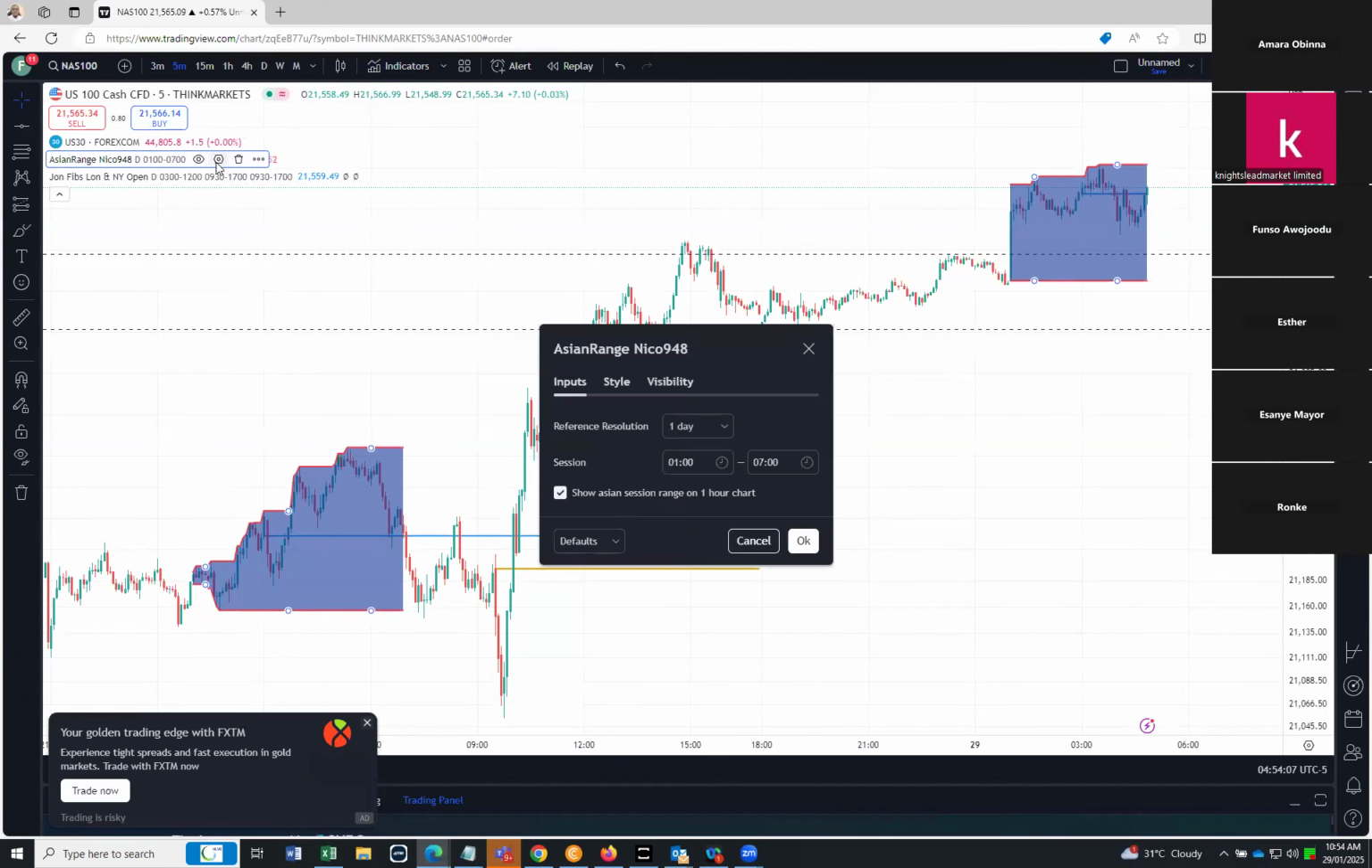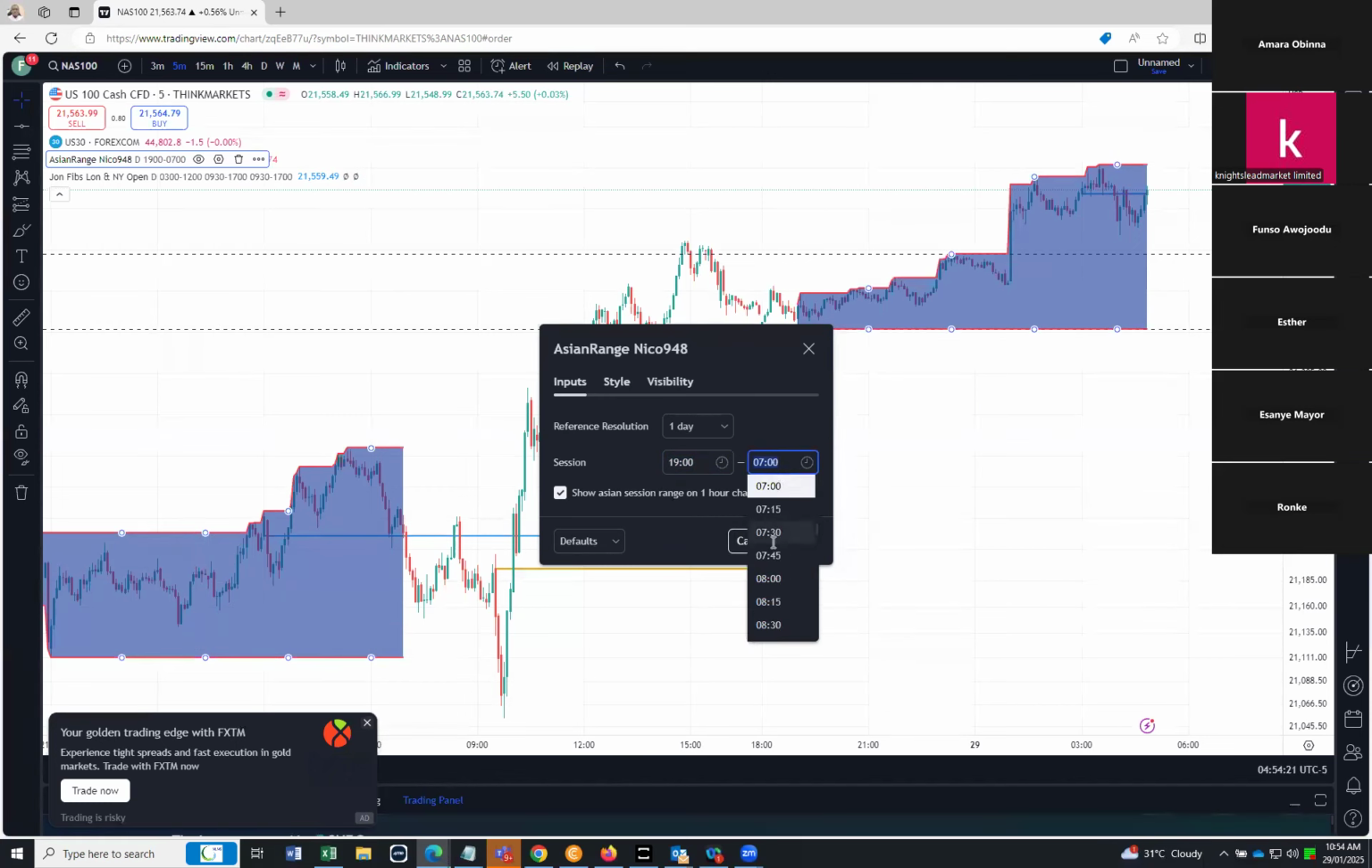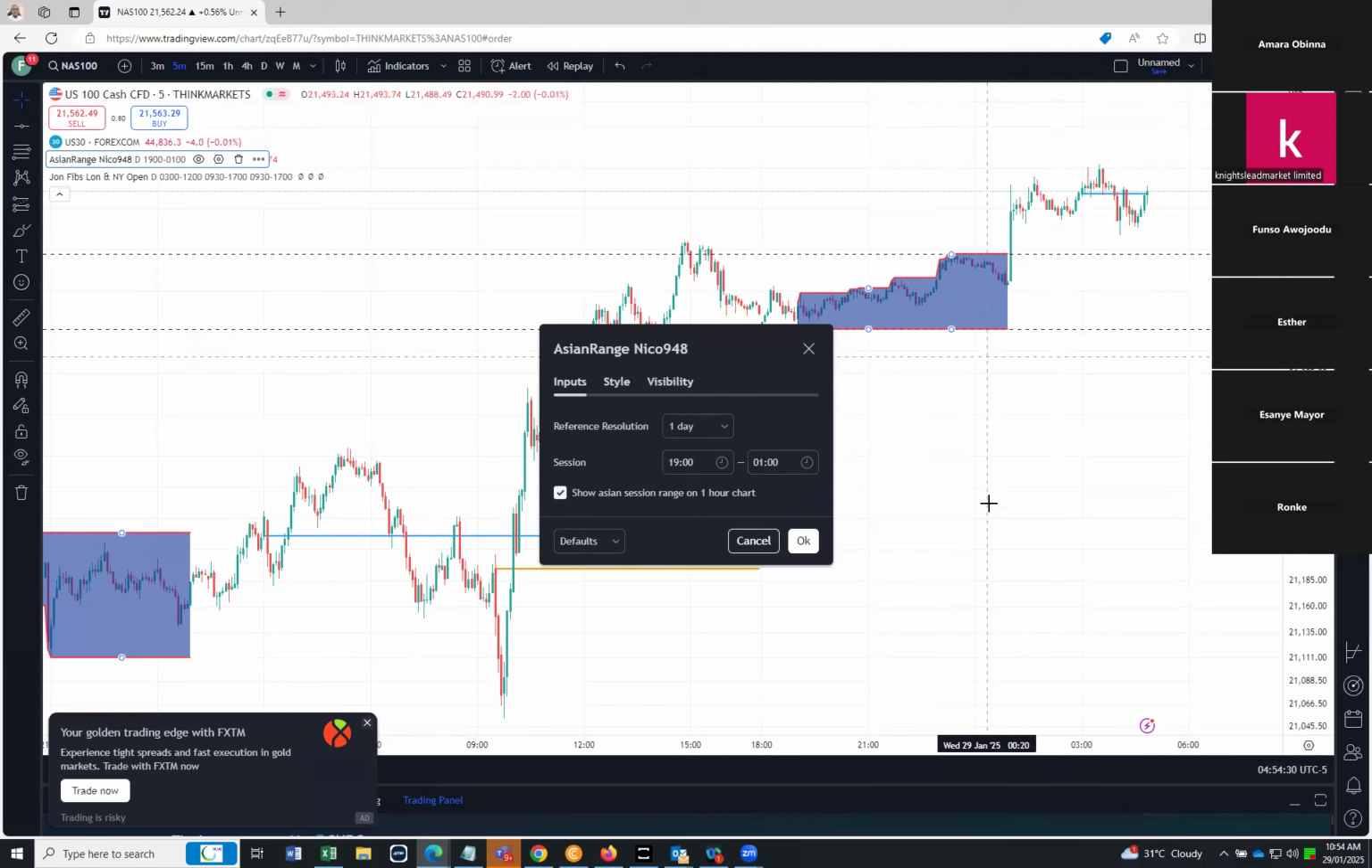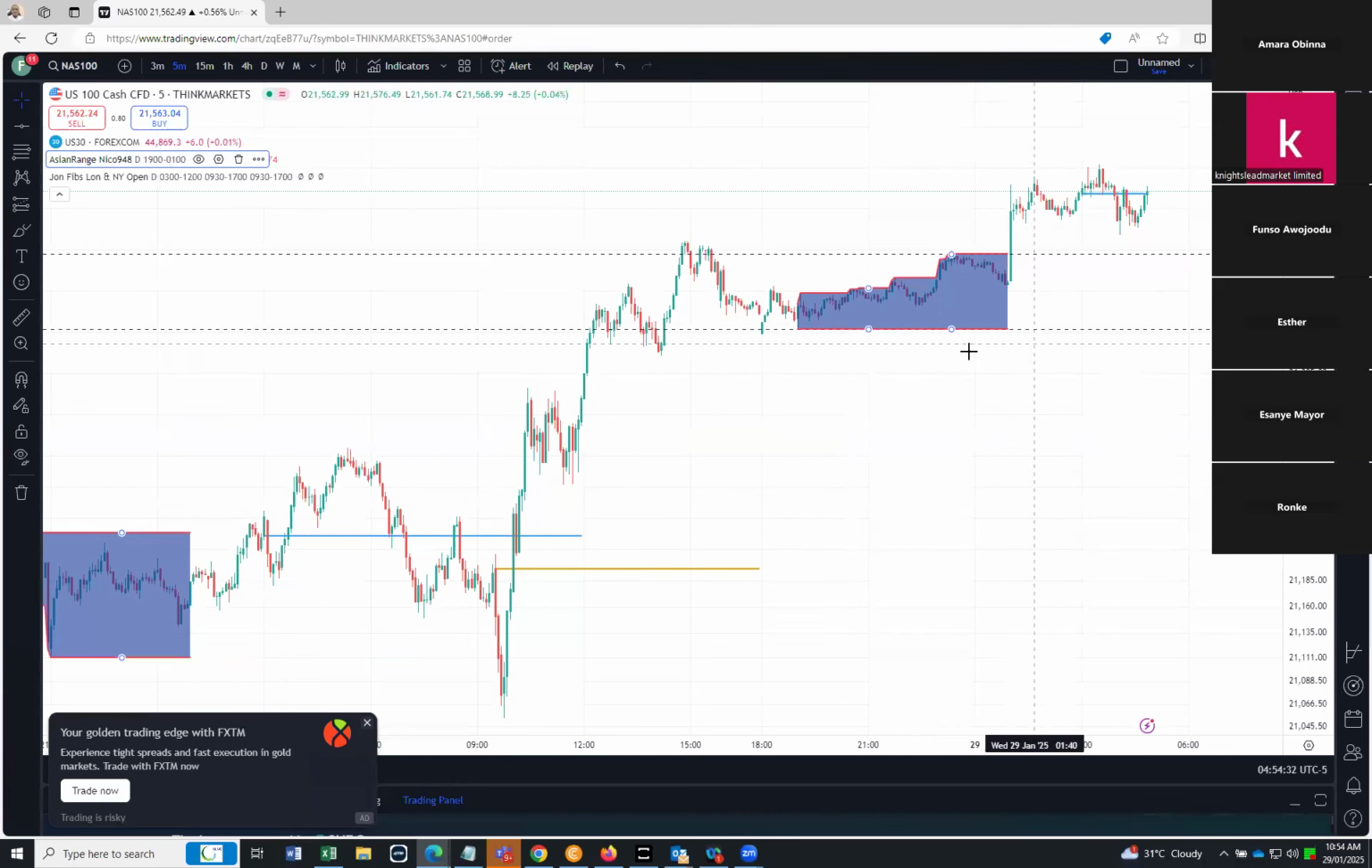Then I come to settings and put 19 to 1. So you see that it gives me the range. That's why I said I don't know why. Maybe I need to check the timing very well, but every time I use Nigerian time, I don't get it. But this is the exact settings that Rich Vendiga uses. Okay, sir.